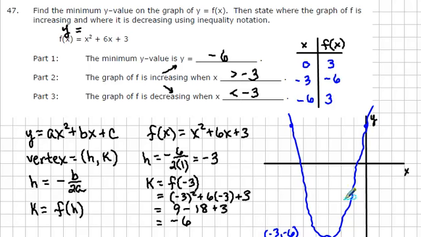And then once we have the graph of the parabola, then we can answer parts 2 and 3. We see that the graph of f is increasing when x is greater than negative 3 and decreasing when x is less than negative 3. So I'll just draw x is equal to negative 3 on the picture. And we can see that the function is decreasing to the left of x is equal to negative 3 and increasing to the right.